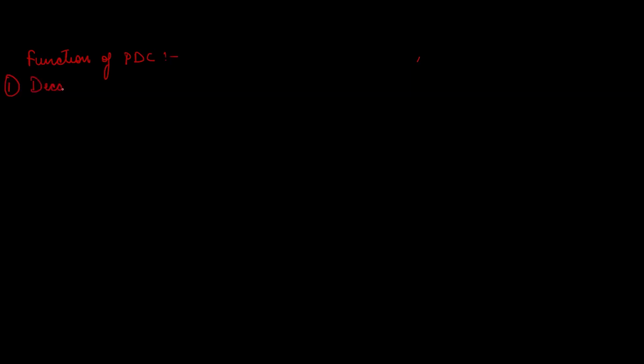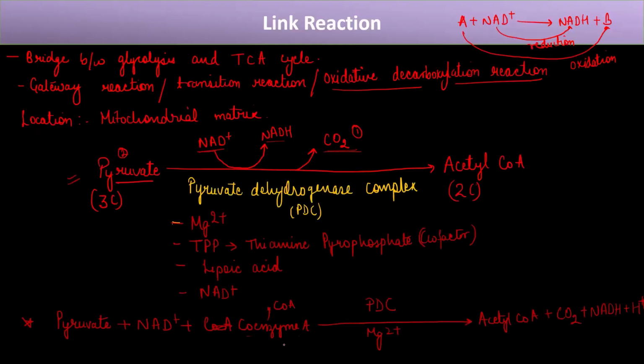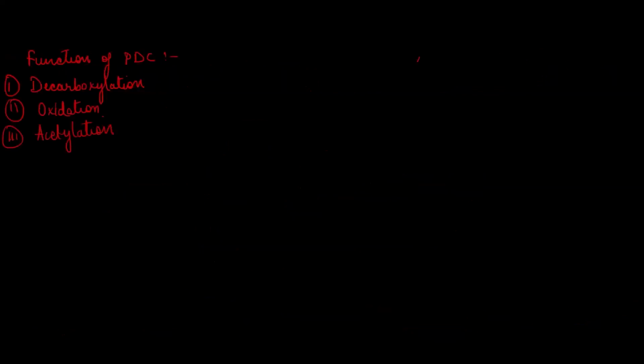decarboxylation. The second function is oxidation, because it is oxidizing pyruvate. And the third function is acetylation, because the coenzyme A, that is a substrate, is undergoing acetylation to form acetyl-CoA. Okay, so this is the function of this PDC.